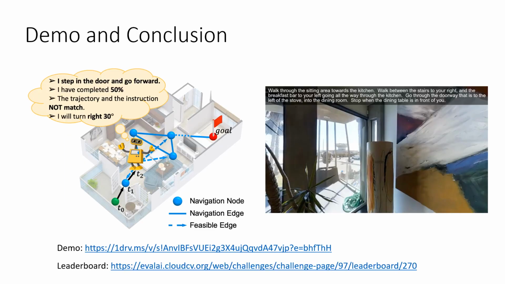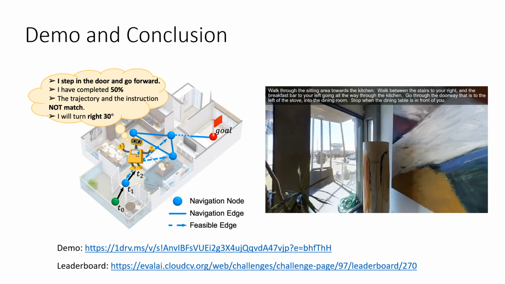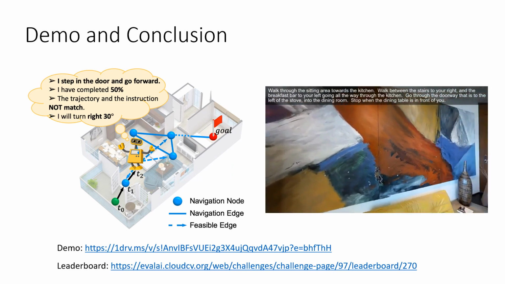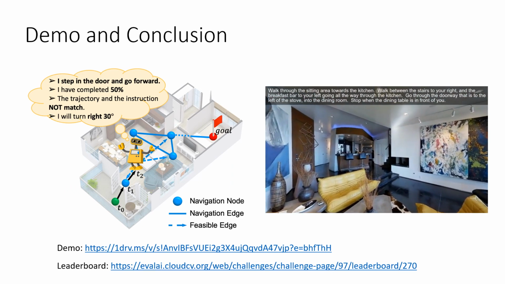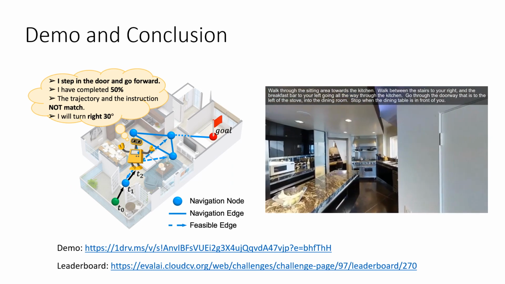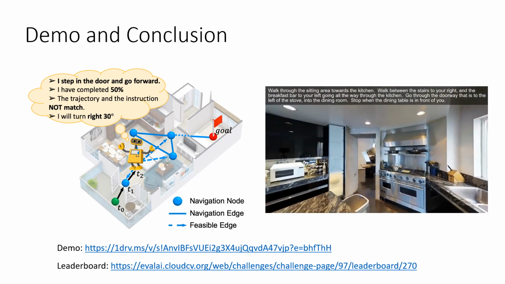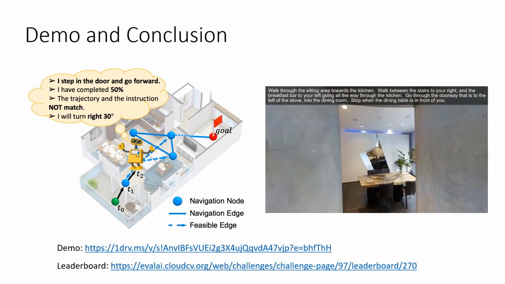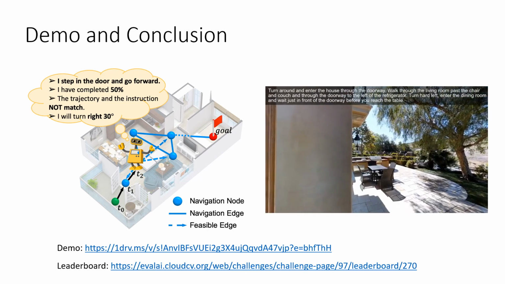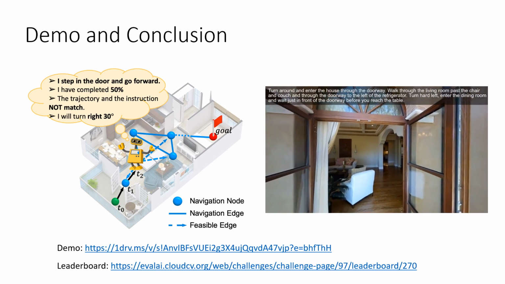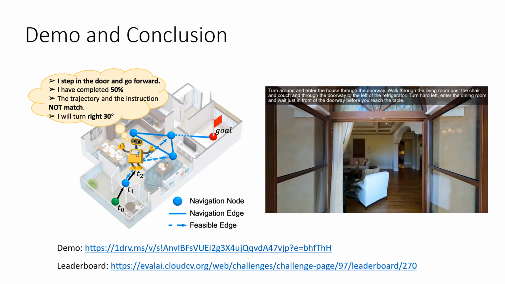In conclusion, in this paper we propose four auxiliary tasks to exploit rich semantic information in navigation environments. On the right, we show a demo of our model navigating in the testing environment. You can see our model is able to reach the goal accurately and efficiently. And we have achieved the state of the art for SPL metric on the standard vision language navigation leaderboard.